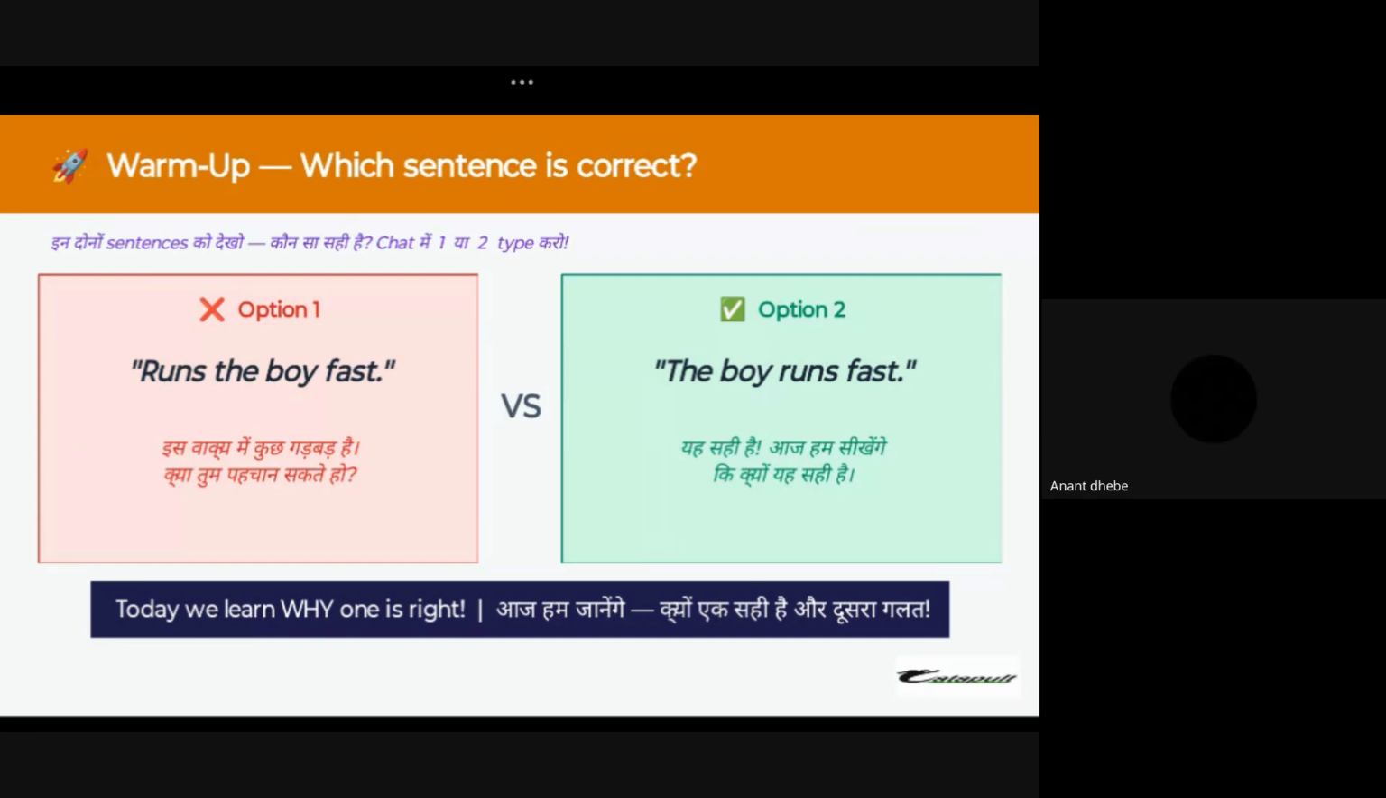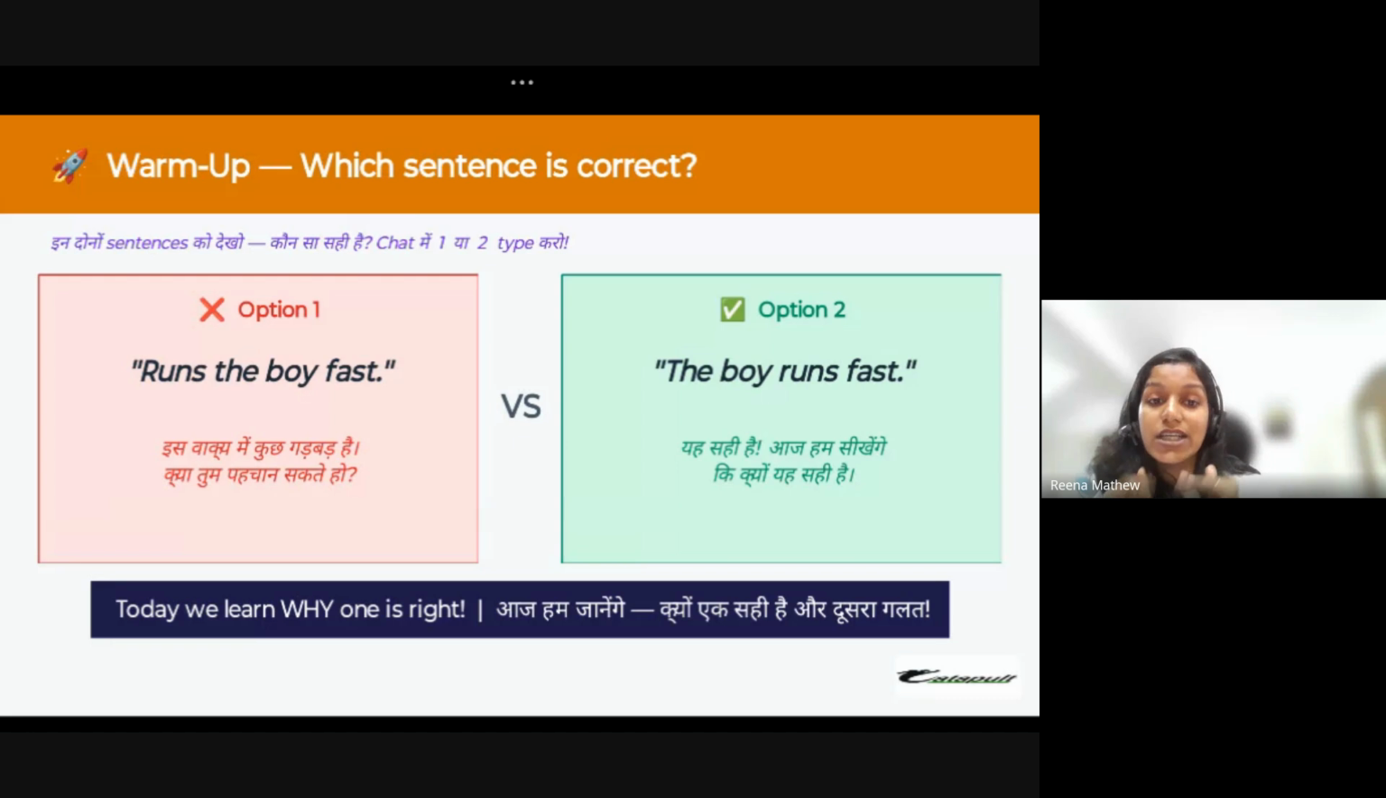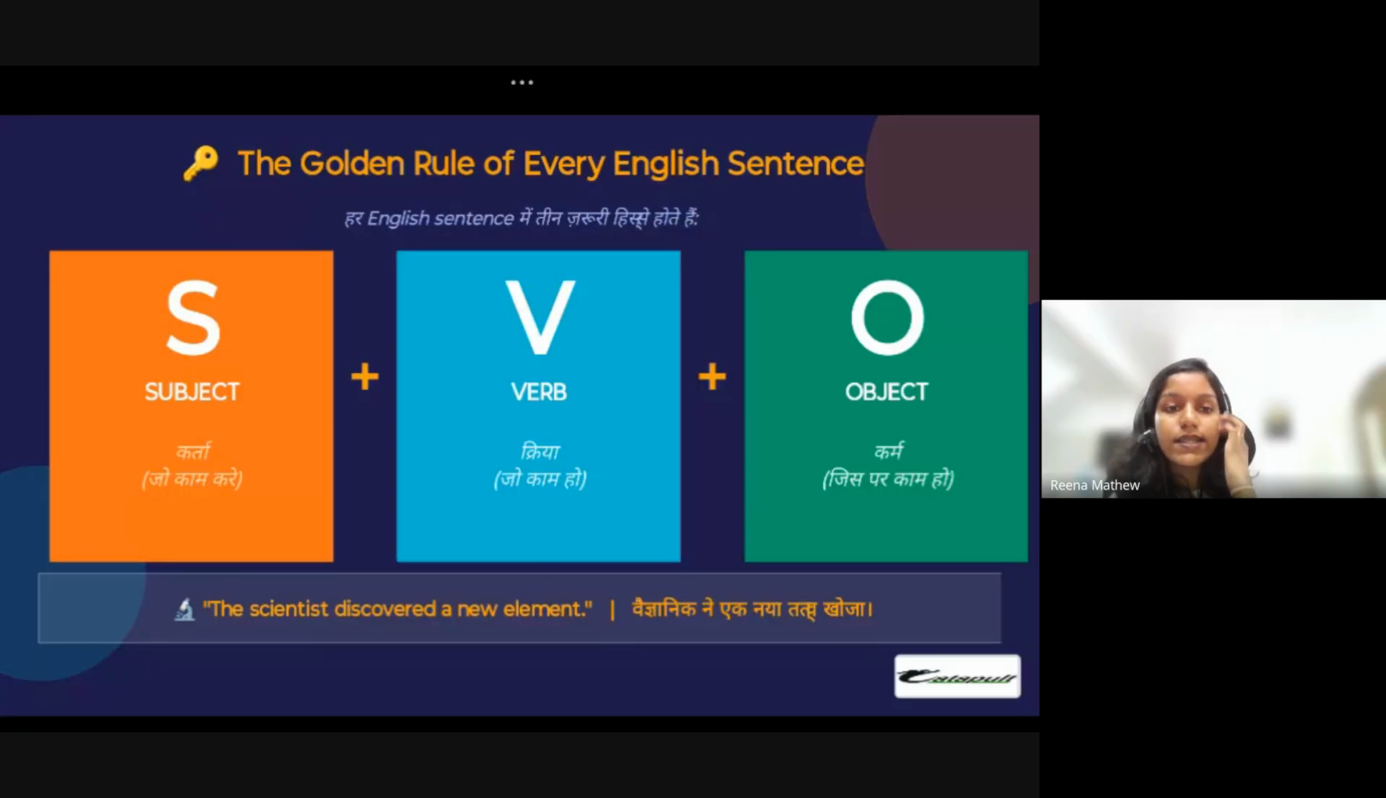In today's class, I will be teaching you why option 2 is right. Sometimes when you hear a right sentence, it will just sound right, but you wouldn't know why it is right. This is what I'm going to teach you in today's class. So this is the rule for every English sentence.